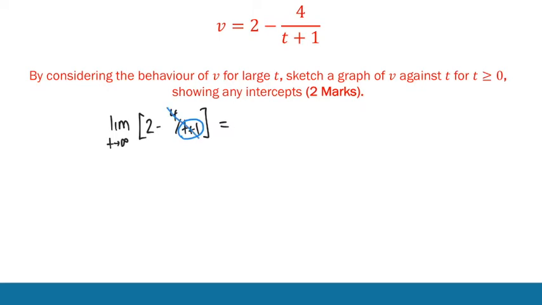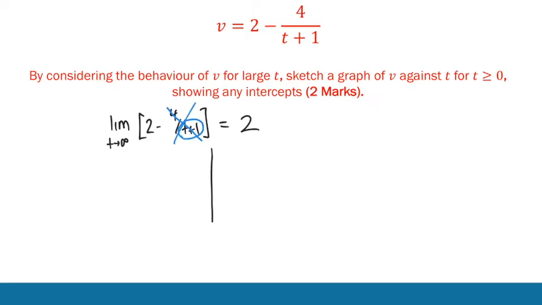So this term vanishes. So what you actually get is just 2, because as time gets really, really big, that fraction is going to disappear. So what that means is that as t approaches infinity, our velocity is going to approach 2. And it's going to approach it from below, because it starts at a lower value. It starts at -2, and it's going to increase from there and approach 2 ever so slowly.